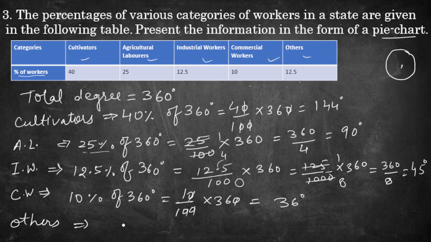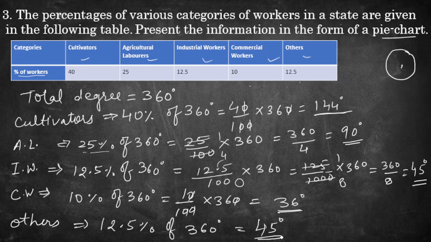Next is others. If we see others, it is 12.5. Now 12.5 percentage of 360 degree. This 12.5 you have already calculated here. For industrial workers you got 45, so I'm writing directly 45 degree. Okay, so we got here 144 degree, 90 degree, 45 degree, 36 degree and 45 degree. Now we need to draw these. Okay, we will draw this in pie chart.